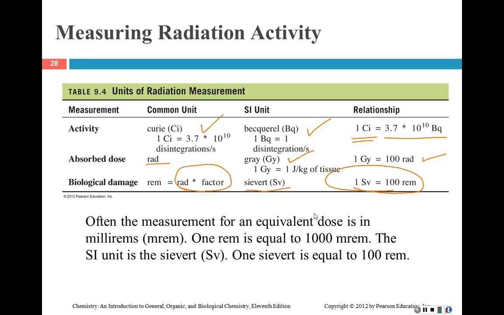And so often the equivalent dose, because we don't want much gamma, is in millirems, okay, because there are 1,000 millirems in a rem, and so we're looking at very small quantities usually because we're very susceptible to these gamma rays, and so we want to make sure we keep that dosage as low as possible.